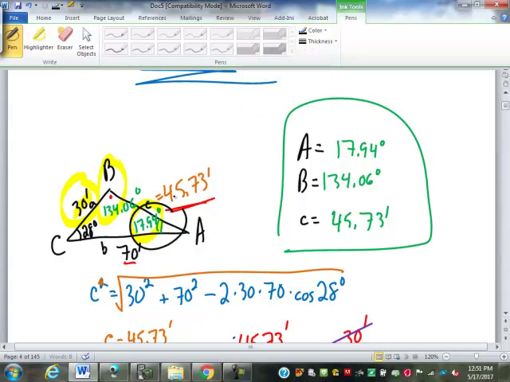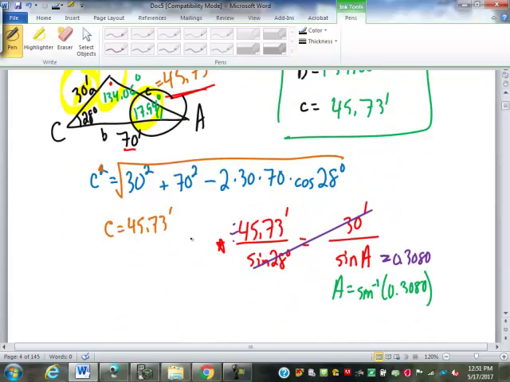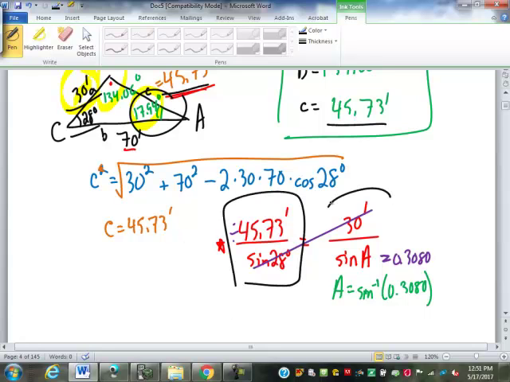A here was from the law of sines. I had that 45.73 over the sine of 28 right here. And then 30 over the sine of A. Cross multiplied and divided to get 0.308. Now the sine of A is 0.308, so I have to do the inverse sine. Get that A is that 17.94.